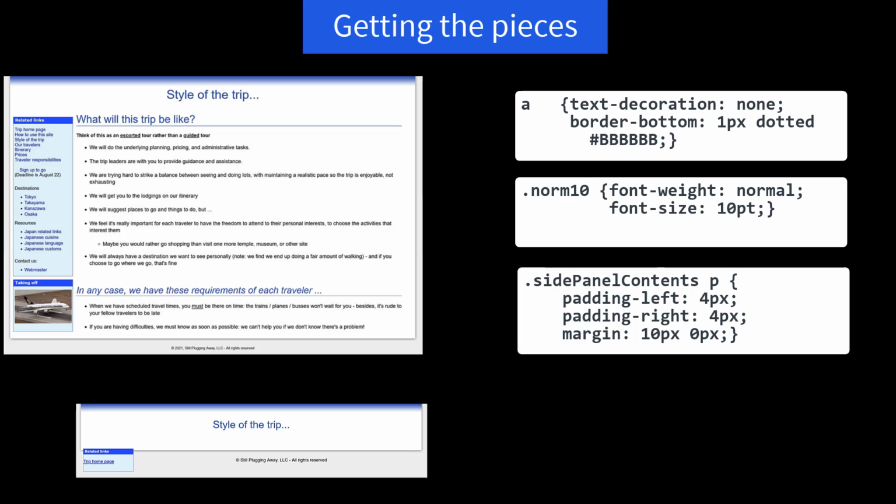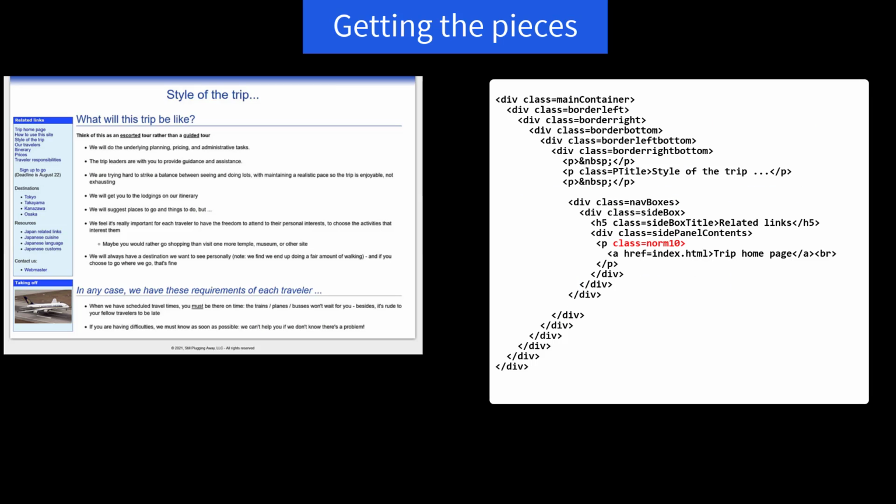To get the text line indented, we use a technique discussed in the previous course. If you specify two selectors with no comma between them, the effect is additive. For example, dot side panel contents P, padding left 4 pixels, padding right 4 pixels, margin 10 pixels, 0 pixels, which says for elements with a style rule of side panel contents, if there's a nested P element, that nested element will have these characteristics. To test this, we add the new style rules into our style element, and we do not need to modify any code in the body except for the P element in the side panel contents.